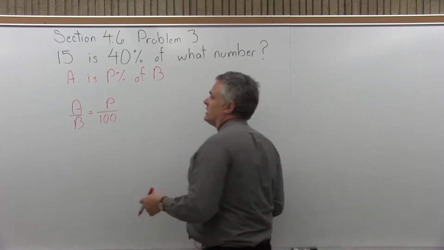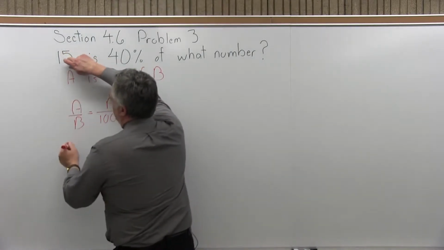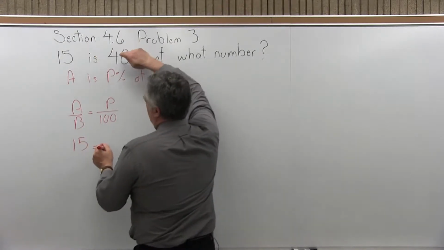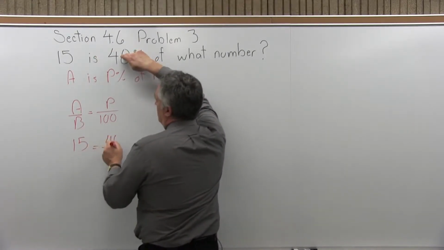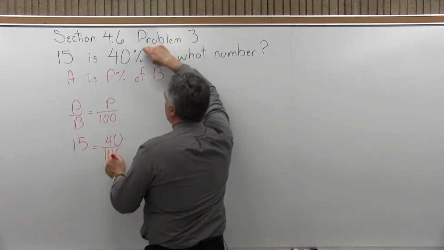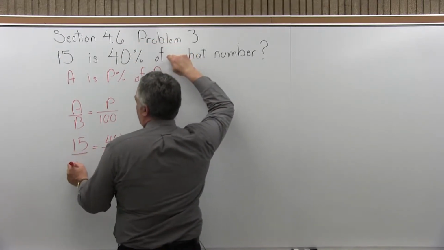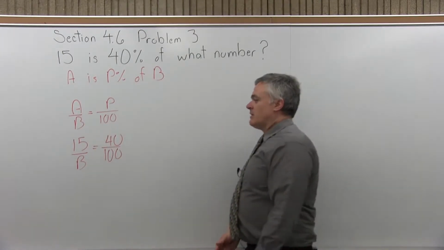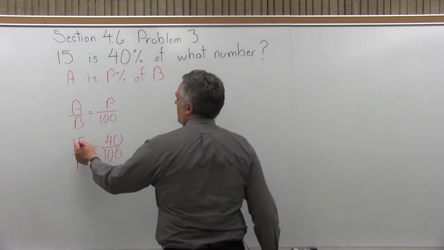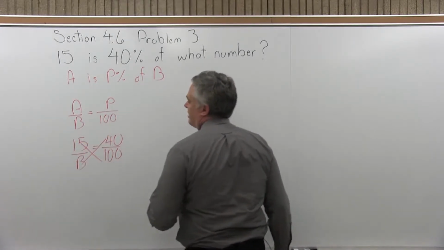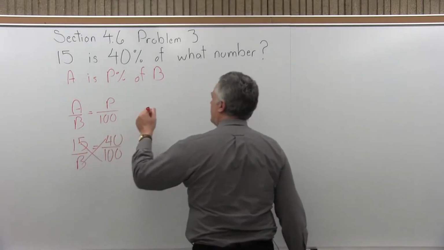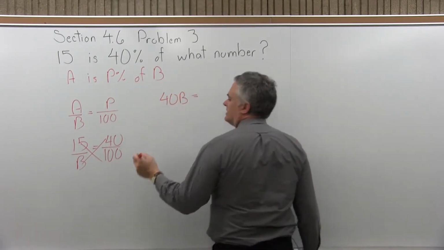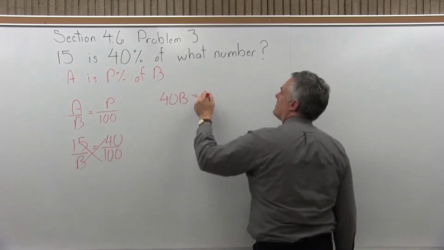So as you fill in your equation, the A is 15, the "is" is the equals, 40 is the P, percent is 100, of what number? That's the unknown, so the B in my equation just stays as a variable. So we have an equation with one unknown, and the way we solve that is to cross multiply. So we have B times 40, that'll be 40B, equals 15 times 100.